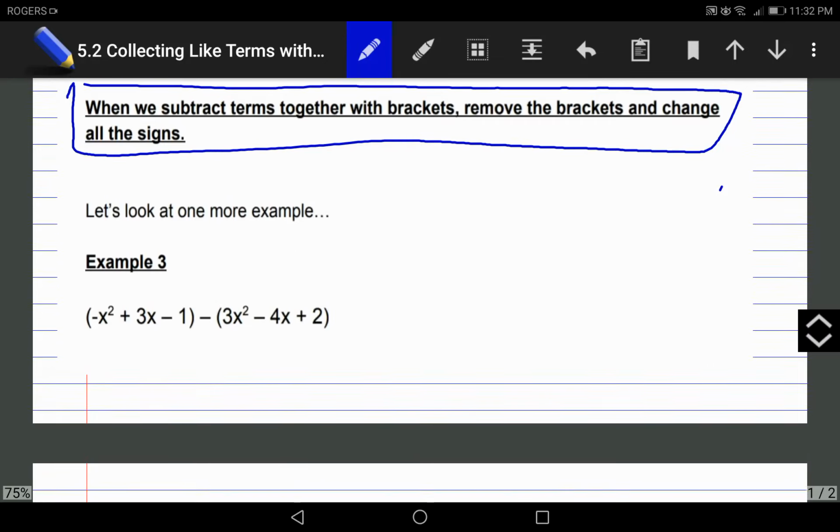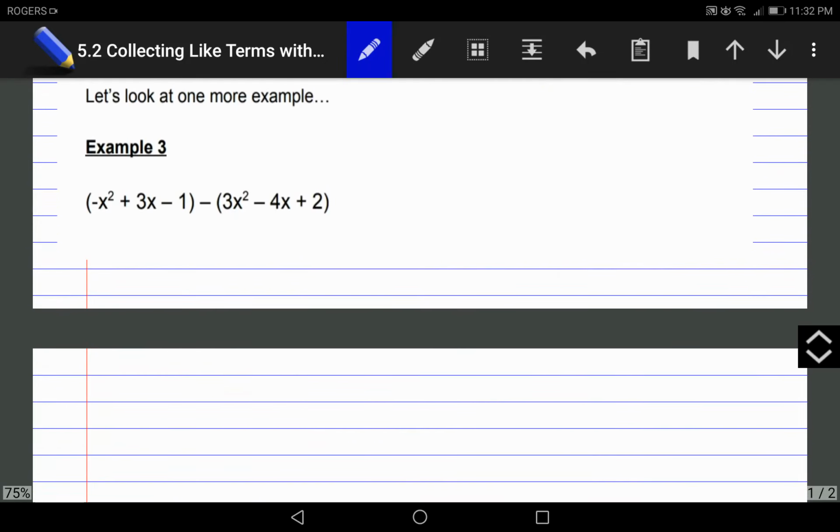So watch how we're going to handle this here. Okay, so we're going to find the difference. So put an equal sign. The first bracket, you can always drop it. Drop the brackets right away, because nothing's happening there. Nothing is in front of it. So just write negative x squared plus 3x minus 1.